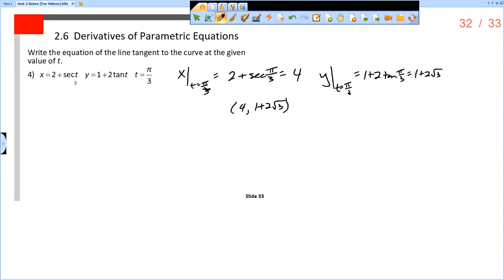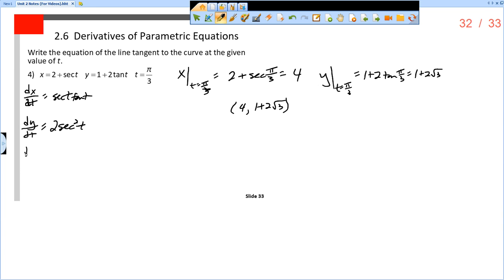Now I need a slope. The slope of the tangent is found by evaluating dy dx at t equals pi over 3. First, I need to find dx dt. The derivative of 2 is 0, and the derivative of secant t is secant t tangent t. Then dy dt: the derivative of 1 is 0, plus 2 times the derivative of tangent t, and the derivative of tangent is secant squared t.